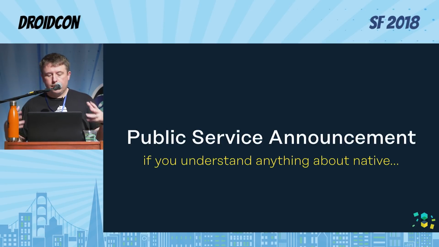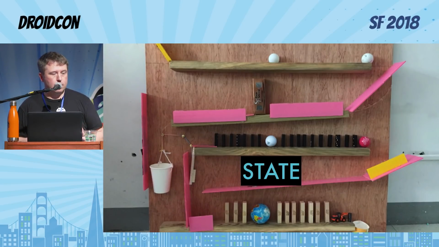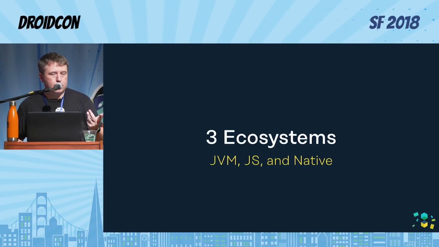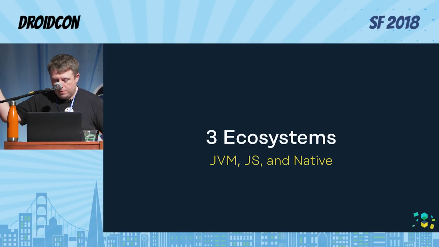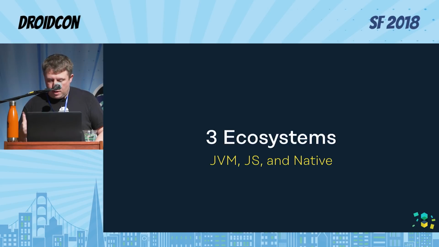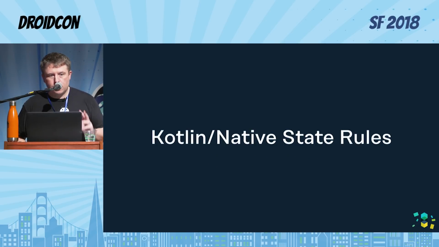Okay, public service announcement. If you understand anything about native, you need to understand the following. State. This is the big thing you have to understand, and everyone is just blowing off what I'm saying, and I'm like, no, you don't get it. It's totally different. There are three ecosystems. There's a JVM, which treats state and threading exactly as Java does today, and there's JS, which does whatever crazy JS stuff they do. The native thing is getting that first treatment of standard concurrency, and during the keynote, they were like, hey, we're experimenting with native first. And that means if you're outputting native, you have to understand the implications of what you're doing. You have to understand some rules.